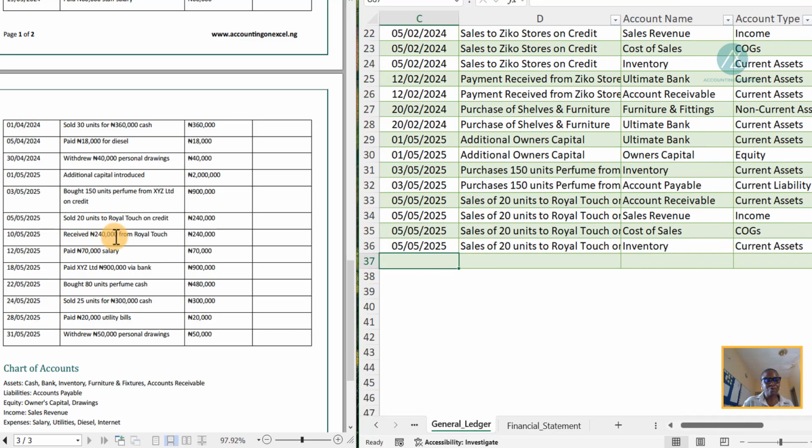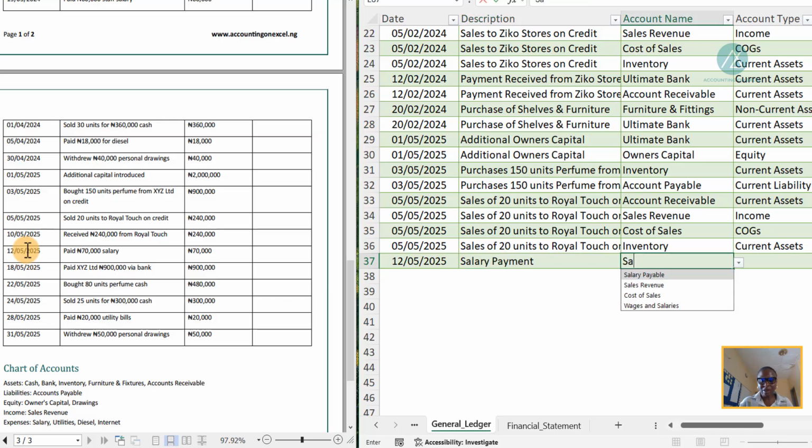So received 240,000. Let's assume we've not received, let's just assume we've not made any of those receipts. I just want to pick one or two transactions from here. Paid 70,000 salary. Okay, let's pick this one. Let's pick the transaction of 12th of May 2025, salary payment.